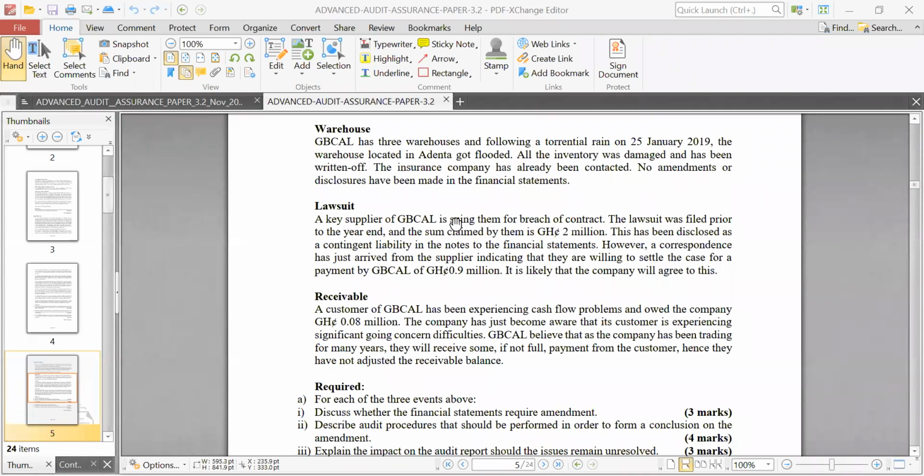Yes, it seems more likely that they have just become aware. Sounds like it was after the 31st December 2018. That's how it seems, that the company has just become aware that this customer is experiencing significant going concern difficulties. But it's quite subjective though. That's how it sounds to me, at least. I don't know if someone thinks differently about it. Maybe my English is not good.